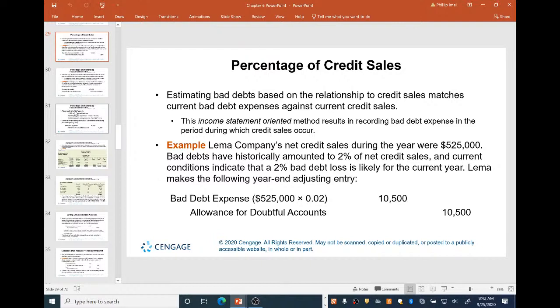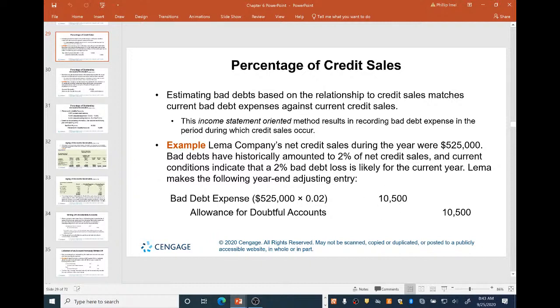So once again, at the year-end, or period end, that's when we're going to adjust these. Usually we're going to do these monthly, so we're going to have monthly closing entries, then at year-end too. But in this example, year-end. So bad debt expense, once again, we're basing it off the percentage of credit sales. Just 2% of the 525 is going to be 10,500.